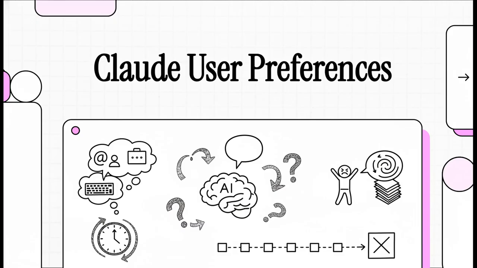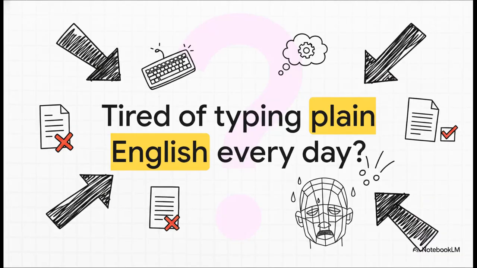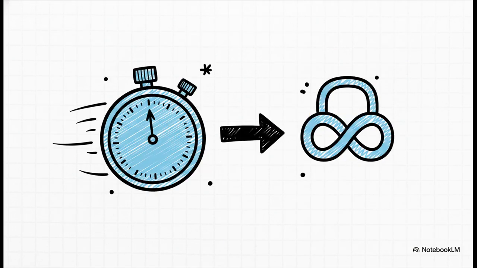It's exhausting, right? Seriously, how many times just this week have you typed out, use plain English, or no bullet points? It is an incredibly tedious loop. You remind the AI, it follows the rules for that one session, but then tomorrow, you're doing the exact same heavy lifting all over again. Well, there is a better way. We can completely eliminate this repetitive manual labor.